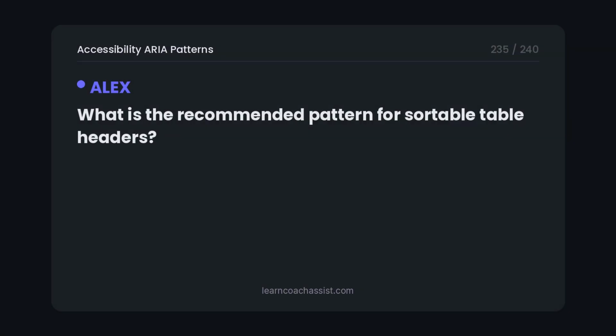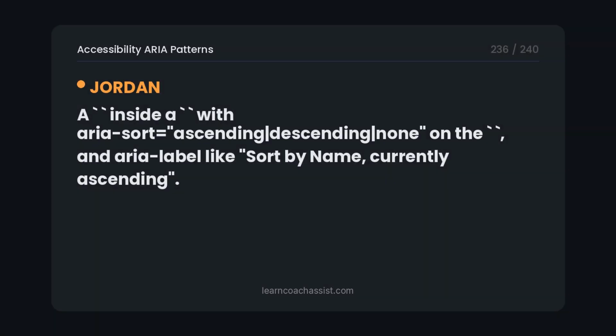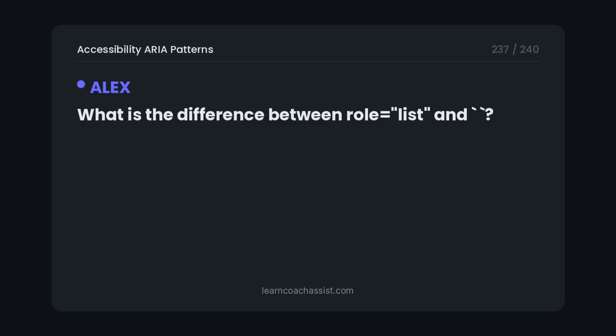What is the recommended pattern for sortable table headers? A button inside a th with aria-sort equals ascending, descending, or none on the th, and aria-label like "sort by name, currently ascending."